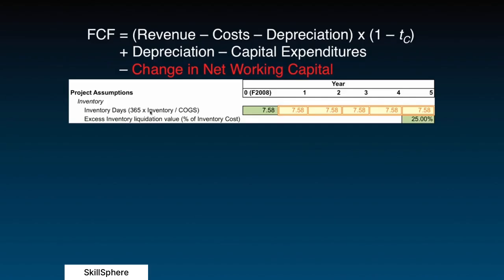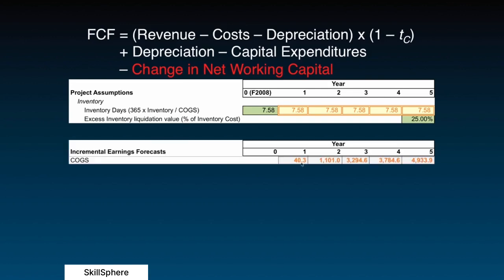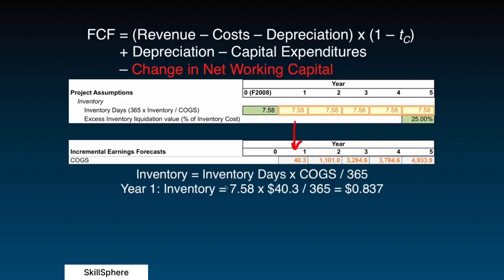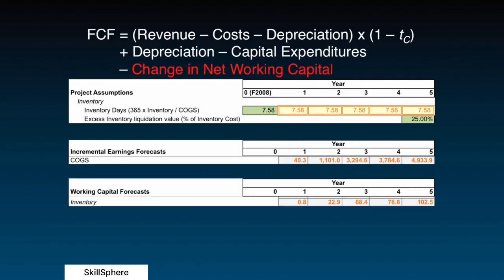Turning to inventory, our forecast drivers lay out the inventory days, but the inventory days are based on COGS, so I'm also going to need my COGS series, which I've put here for convenience. So to compute the first year inventory requirements, I'm going to take my days in inventory, 7.58. I'm going to multiply that by my COGS expenses, and I'm going to divide that by 365 to get an estimate of first year inventory at $837,000. If I keep doing that year after year, we'll get our inventory requirements.